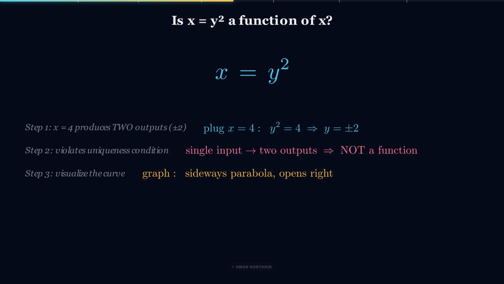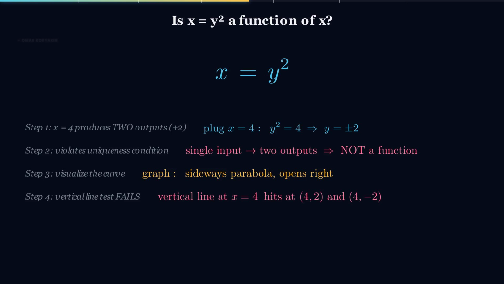Step 3. Apply the vertical line test. Draw a vertical line at x equals 4. The line crosses the upper branch at the point (4, 2) and the lower branch at the point (4, negative 2), 2 intersection points total. The test fails because the line crosses the graph more than once. Step 4. Conclude. The equation x equals y squared is not a function in y because the input x equals 4 maps to 2 distinct outputs, y equals 2 and y equals negative 2.